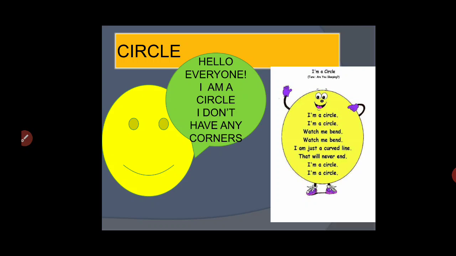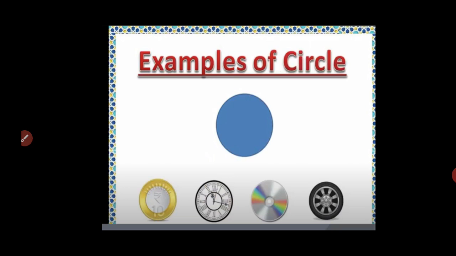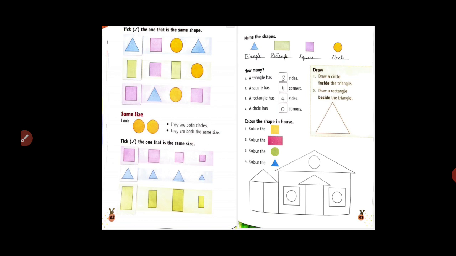So, circle does not have any corners, children. Always remember. Alright, children, let's have a look at the examples of circle: a coin, a clock, a CD, and a wheel. Now, let us solve some pages from your book Maths is Fun.